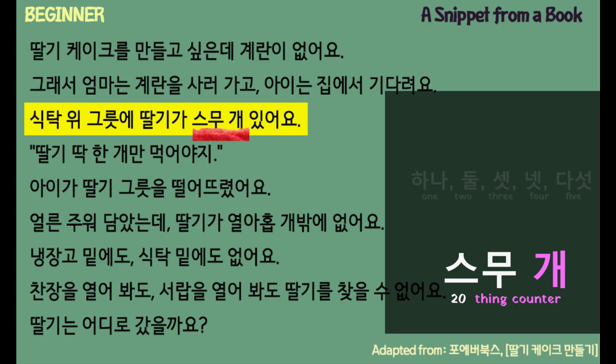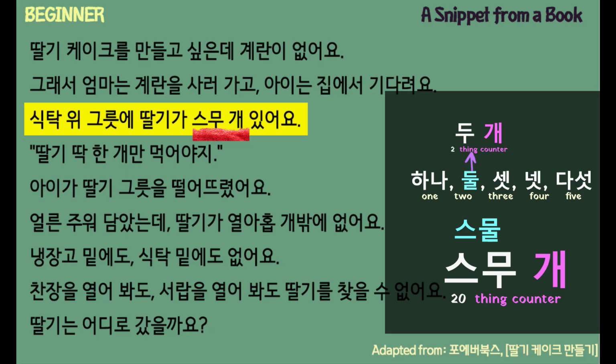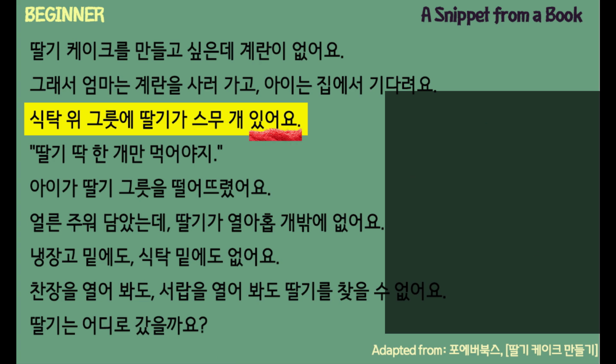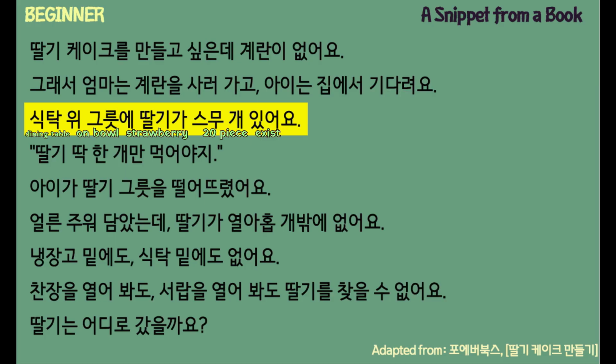When using these counters, we use the native Korean number system, 하나, 둘, 셋 system. The native number for 20 is 스물, but it drops the final consonant to become 스무 whenever it sits right before a counter. It is just like the number 2, where 둘 changes to 두 개. Therefore, we always say 스무 개, never 스물 개. 있어요 again means exist. There are. So this sentence means there are 20 strawberries in the bowl on the table.